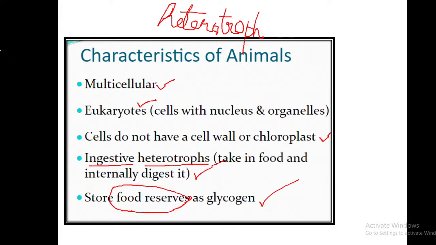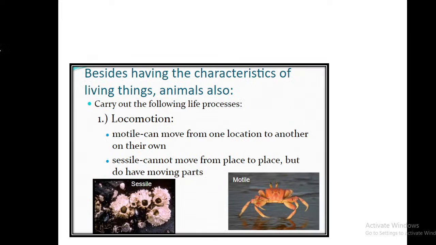Then മൂന്നാമത്തെ ക്യാരക്ടർ, they don't have a cell wall. Cell wall പ്ലാന്റ്സിന്റെ യൂണിക് ഫീച്ചർ ആണ്. Fourth, ingestive heterotrophs ആണ്, they take in food materials and digest it. പിന്നെ ബോഡിയിൽ ഫുഡ് സ്റ്റോർ ചെയ്യാൻ കഴിവുണ്ടാവും അനിമൽസിന്. ഇത് പറഞ്ഞ എത്രയും ഒരു ബേസിക് ക്യാരക്ടറാണ്. ഇതിനെല്ലാത്തിനും പുറമെ, അനിമൽസിന്റെ കാര്യം എടുക്കുമ്പോൾ വീണ്ടും ഉണ്ട്.